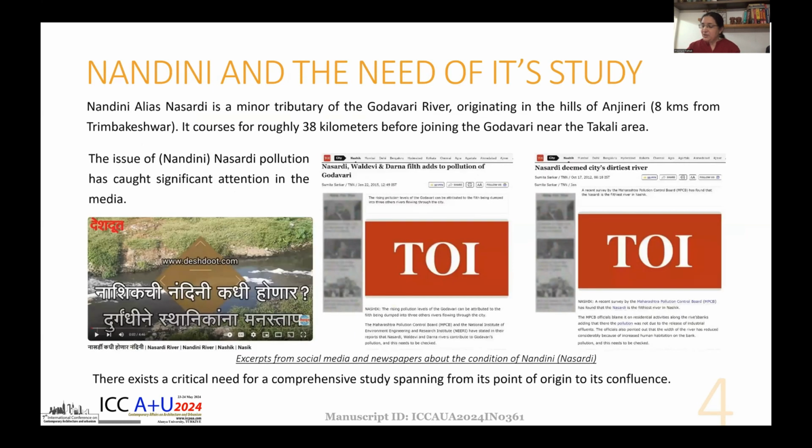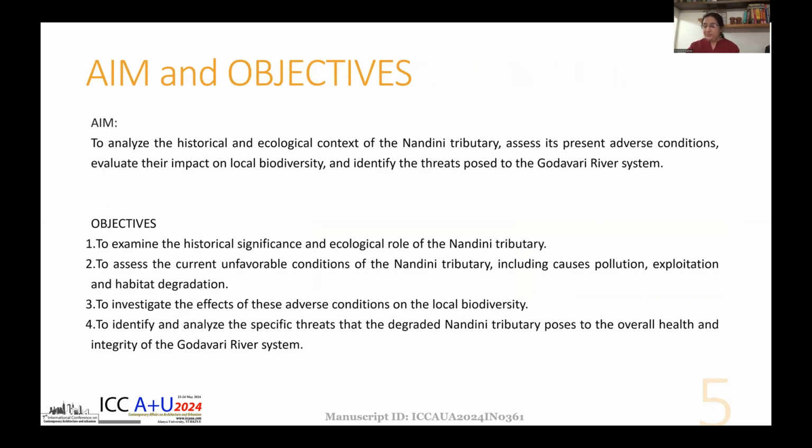Nandini is a minor tributary of Godavari River, originating approximately 8 kilometers from the source of Godavari in the hills of Anjaneyar. The issue of Nandini pollution has got significant attention in the media, although only one research paper has evaluated the water quality of Nandini River. There exists a critical need for a comprehensive study spanning from its point of source to its confluence to gain a detailed understanding of the underlying issues.